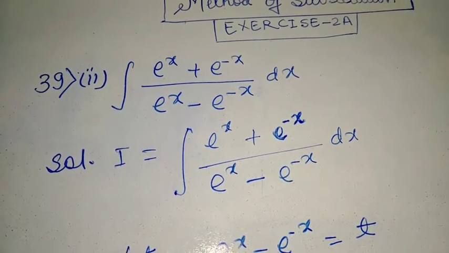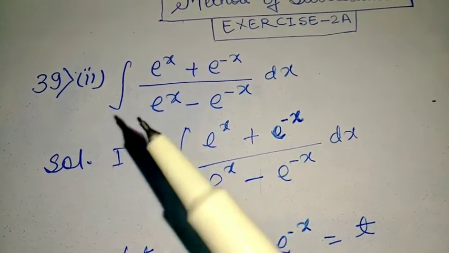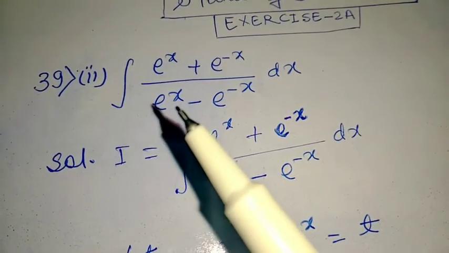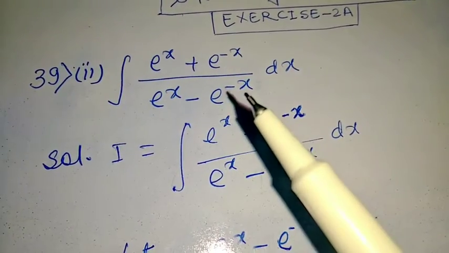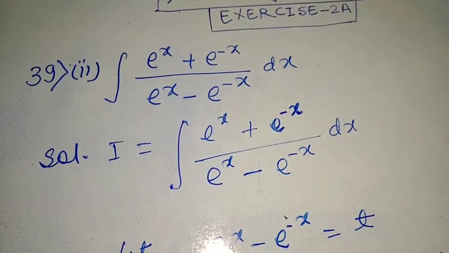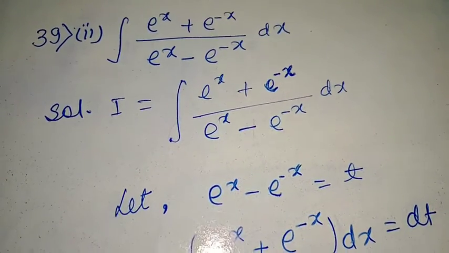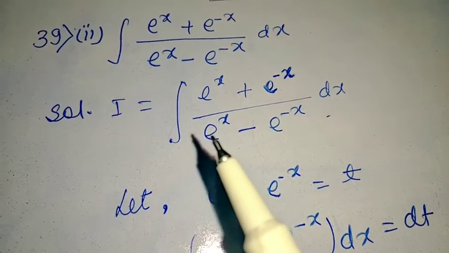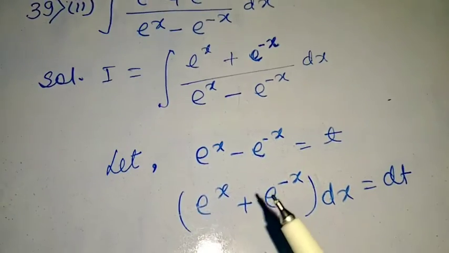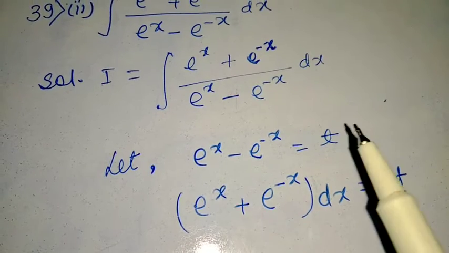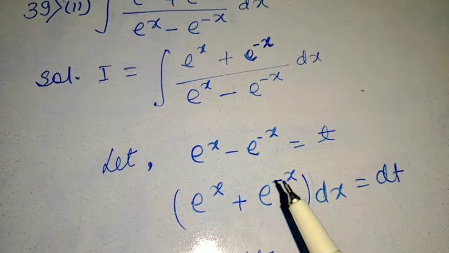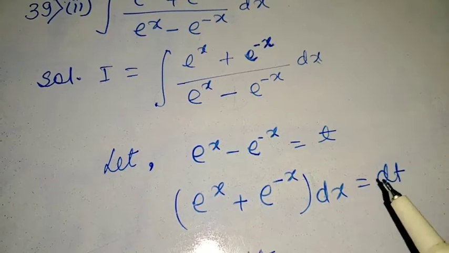Now the second question, which is integration of e to the power x plus e to the power minus x upon e to the power x minus e to the power minus x into dx. So for solving this question, we will substitute t in the place of e to the power x minus e to the power minus x. So here you can see when we differentiate both the sides, it will be e to the power x plus e to the power minus x into dx is equal to dt.